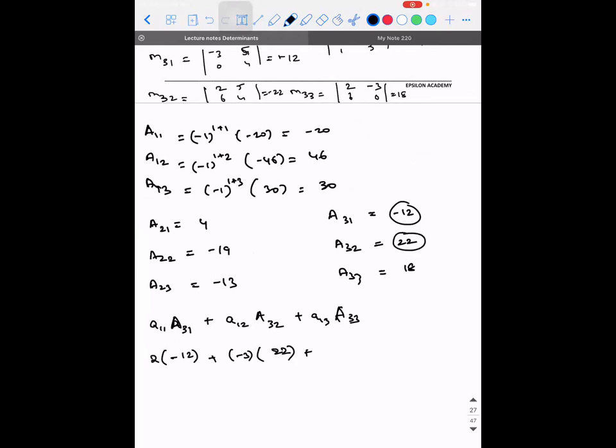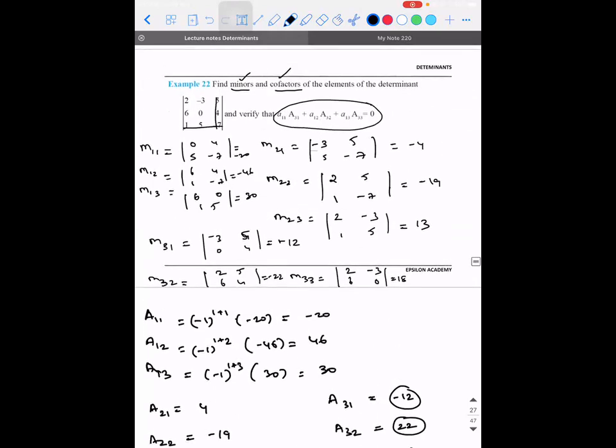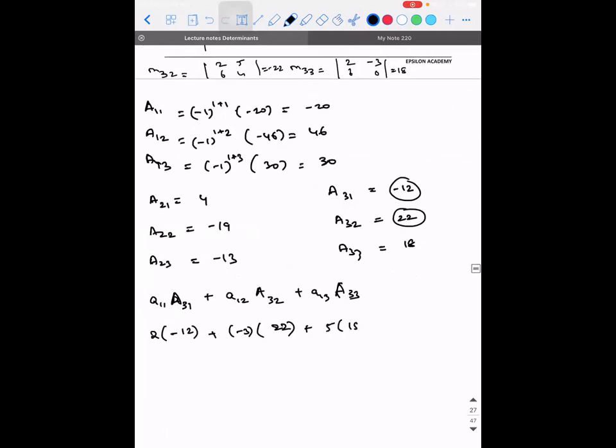22 plus what is A13? 5 into 18. Let's verify. -24 -66 plus 90. -90 plus 90 is going to give you a 0.